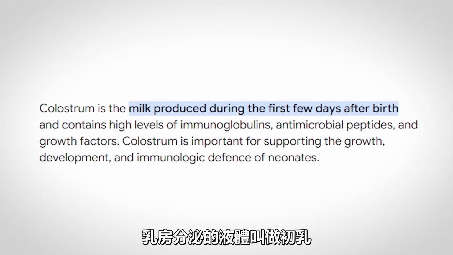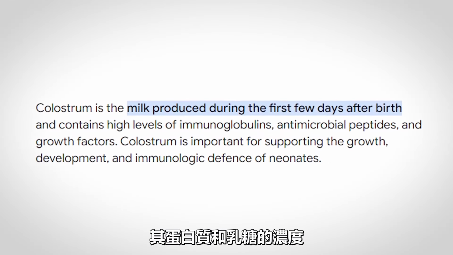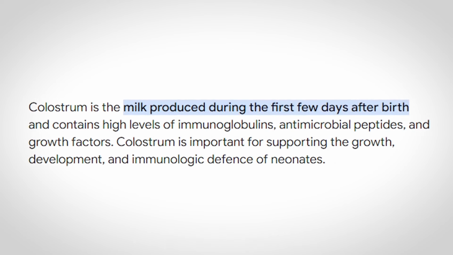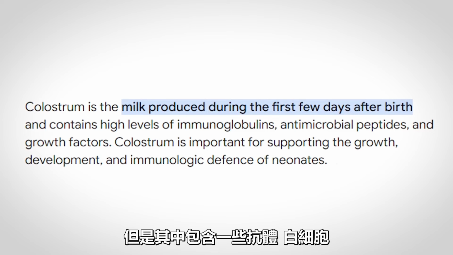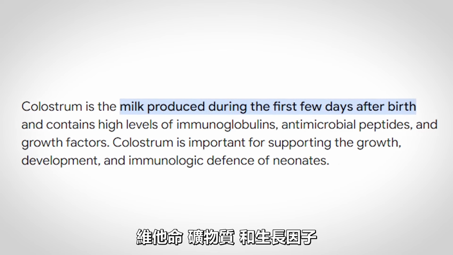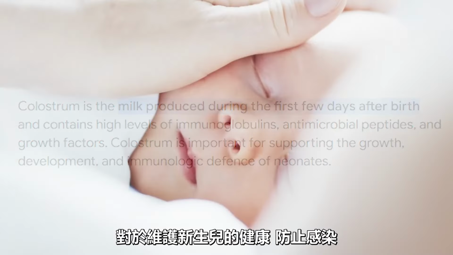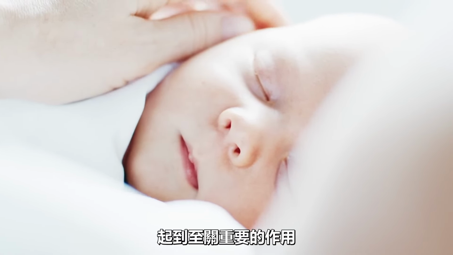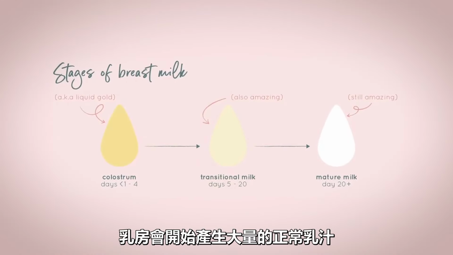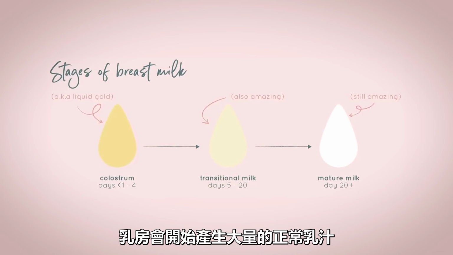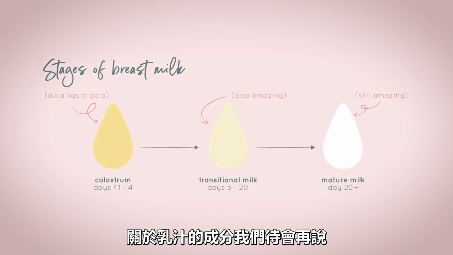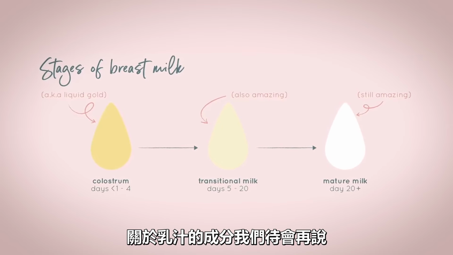A few days prior to and a few days after birth, the fluid secreted from the breast is called colostrum, which contains similar concentrations of proteins and lactose as the milk, but almost has no fat. However, it does contain antibodies, white blood cells, vitamins, minerals, and growth factors, which are important for supporting the newborn's health and protecting the newborn from infection. Over the next week, the breast will start to produce large quantities of the typical breast milk instead of the colostrum.